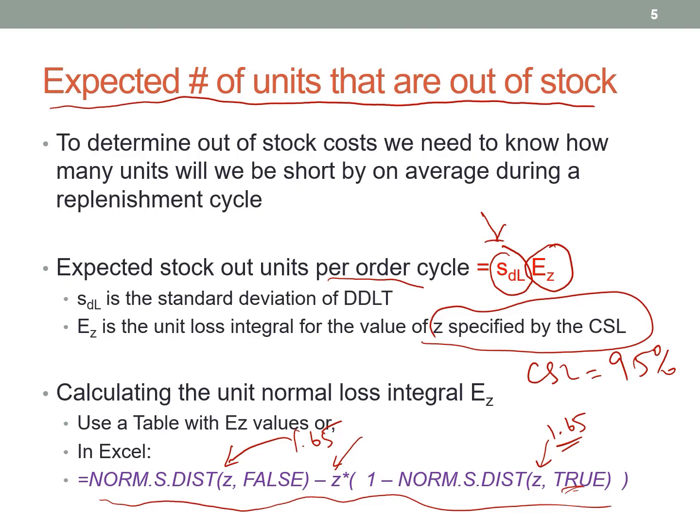So when you evaluate this whole formula in Excel, it will give you a value of EZ. Values of EZ are usually small, like 0.02, 0.04, because that's how many units you'll be out of stock by if your standard deviation was only 1. In real life, standard deviation may be in tens or hundreds or thousands of units, and so when you multiply EZ by SDL, you'll get a larger number.